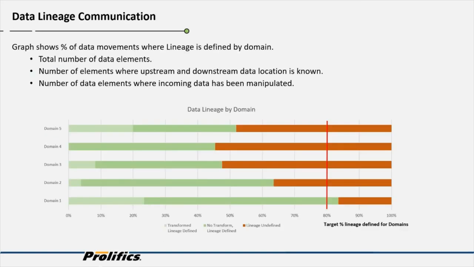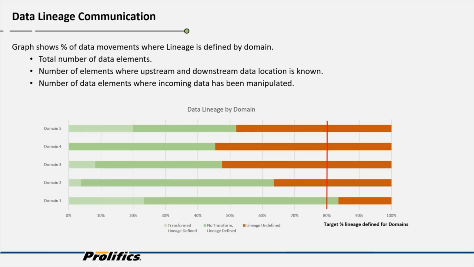We can see that in our communication, what we're going to do is, by domain, have them tell you how many of these rules have a transformation, the light green, and how many rules the light green plus the darker green are identified. In other words, I know where the data is coming from. I know where the data is going to. And then the red shows total number of elements in that domain.